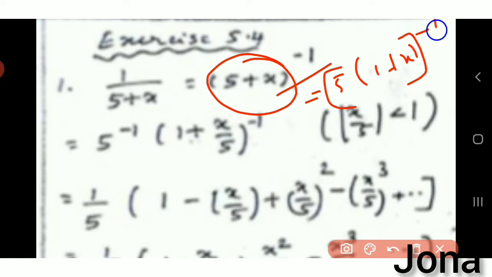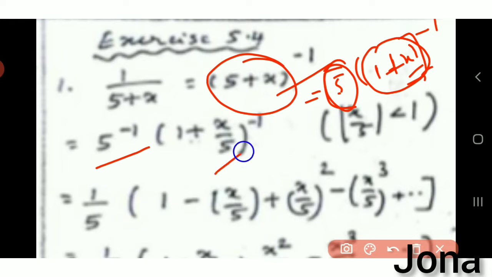I can write like this: 5 into (1 plus x) whole power minus 1. The whole power minus 1 is for this 5 and this 1 plus x. So we can separate this 5 power minus 1 into, here it is x by 5, isn't it? So 1 plus x by 5 whole power minus 1. If you are taking 5 as common factor, it must be divided by 5 here. So 1 plus x by 5 whole power minus 1.